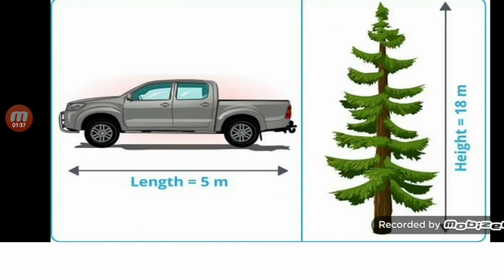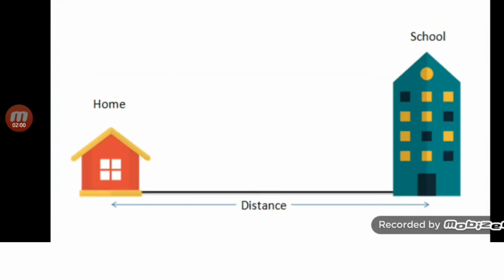Now here we want to measure the length of a vehicle. We can do so by using measuring tape. Now look, here the length of vehicle is 5 meter. Now let's suppose if we want to measure the height of a tree, it can also be measured by using measuring tape. Here the height of a tree is 18 meter. Now this was about measuring the length.